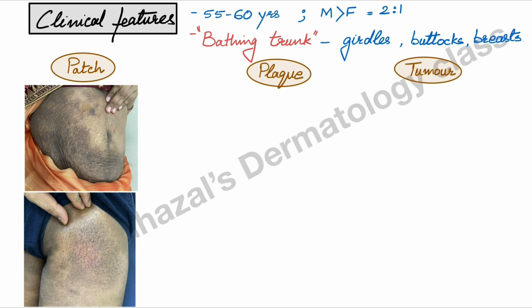In the patch stage, they just present like a discoloration. It almost resembles lichen planus, but very common are telangiectasias and a long-standing history. Another point that raises suspicion of MF is that it is resistant to any treatment given in the past.